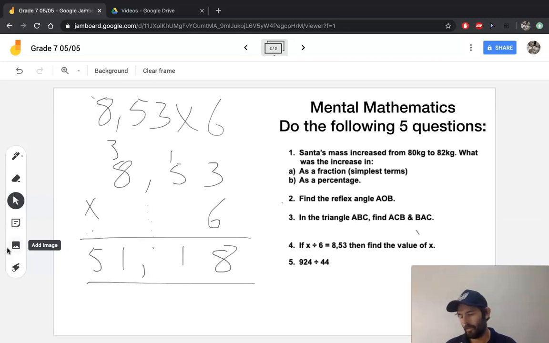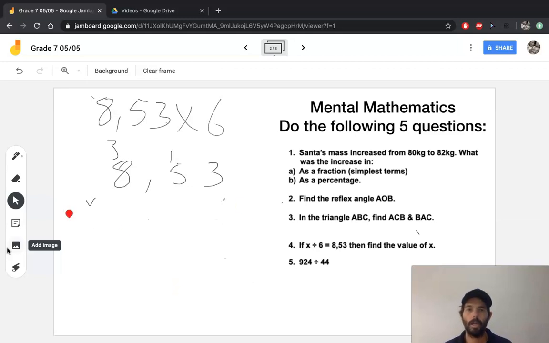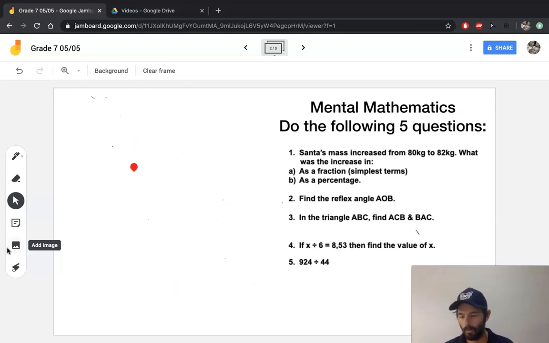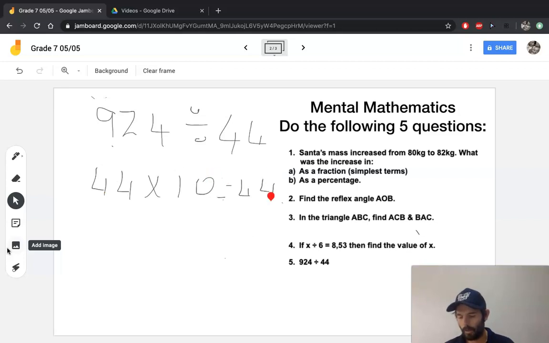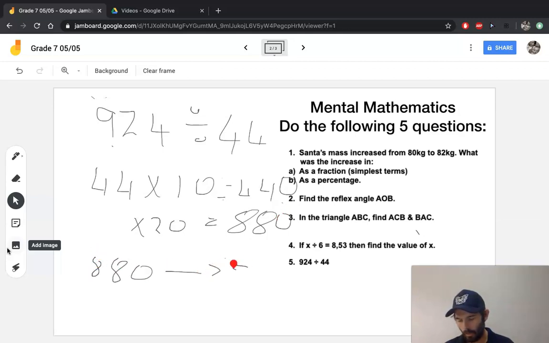And then for question number 5, a long division question. So I need 924 divided by 44. And the first thing I'm going to do is multiply it by 10. And that's going to give me 440. So I know that if I multiply by 20, that gives me 880. Okay, I then can see from 880 to 924 is an additional 44.